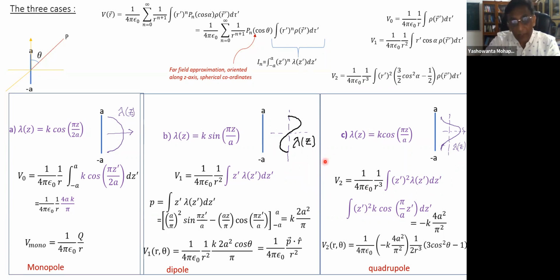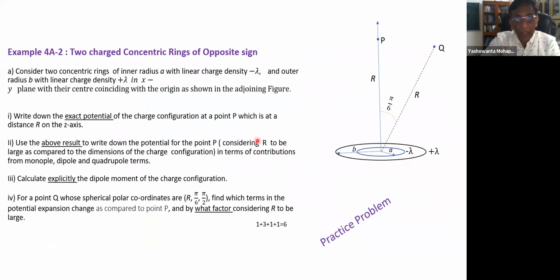This is a simple case, but a very illustrative one. There is another example. In fact, this example I had given in the exam last time, and hence I will not solve it. I'm leaving it as a practice problem. I'll put this in the practice problem. I'll just explain the problem: there is a minus lambda of radius a, and a plus lambda of radius b, and we have to find out the potential on the axis.